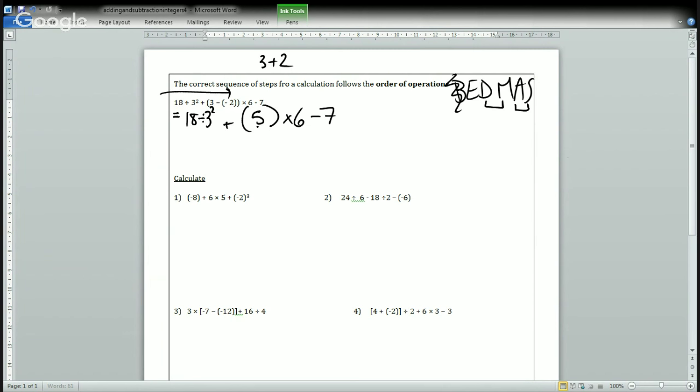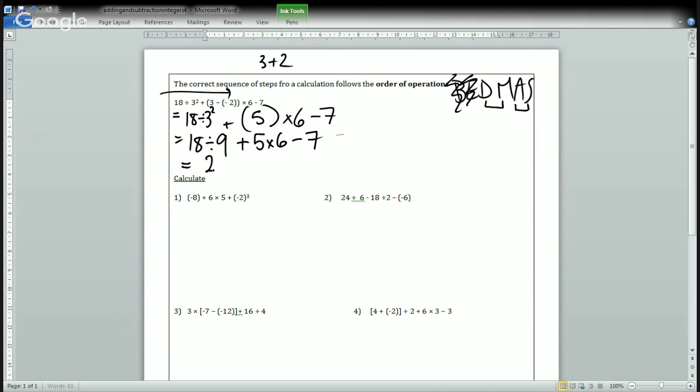So my brackets are done. No brackets here to kind of help, but there's no operation inside. So brackets are done. Oh, this exponent squared means 3 times 3. Right? Not 3 times 2, but 3 times 3. Exponents are done. Division and multiplication in the order they appear.